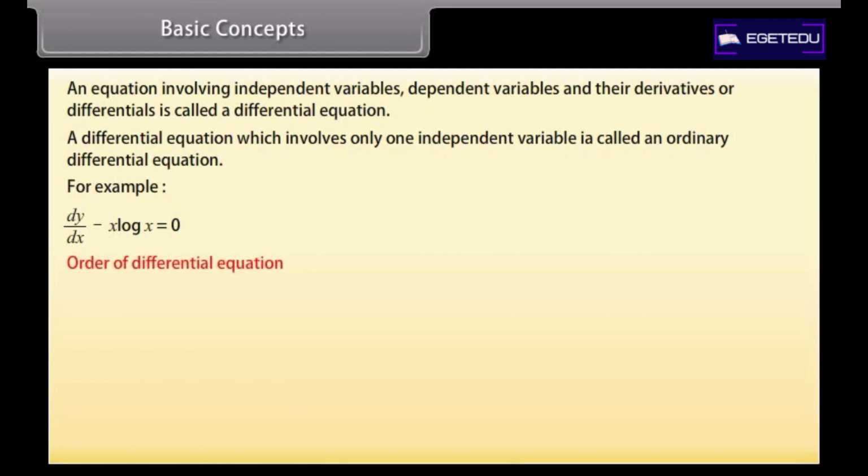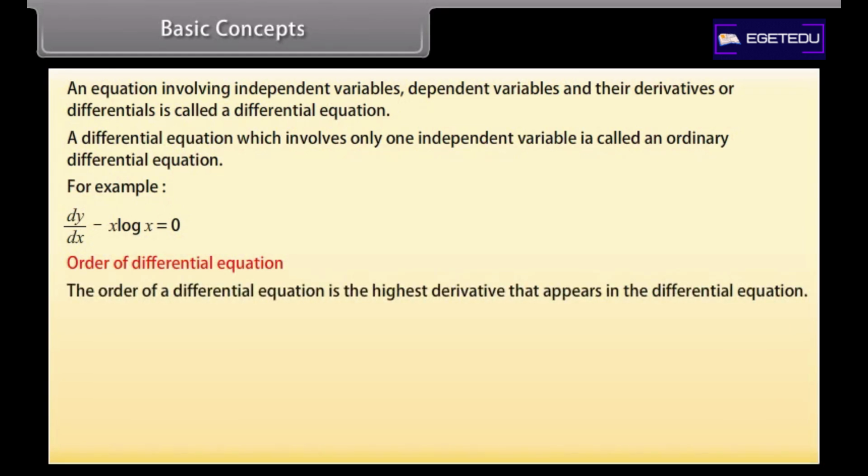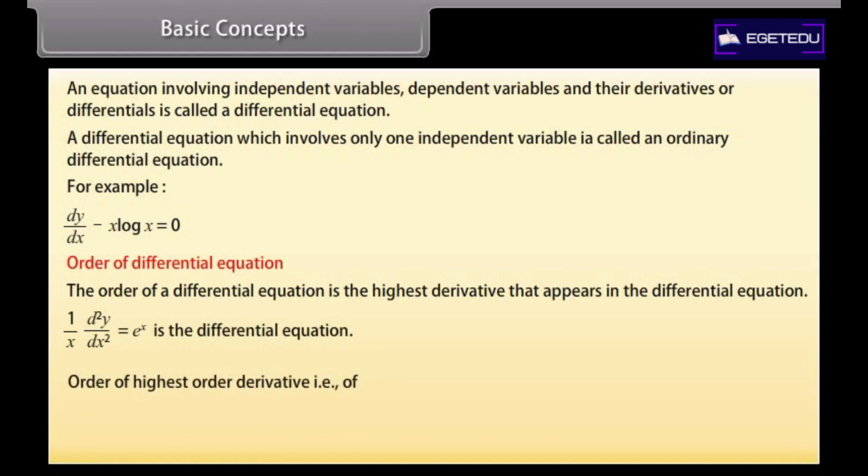Order of differential equation. The order of a differential equation is the highest derivative that appears in the differential equation. For example, 1 by x into d2y by dx square equals e raised to the power x is the differential equation. Order of highest order derivative, that is, of d2y by dx square is 2.